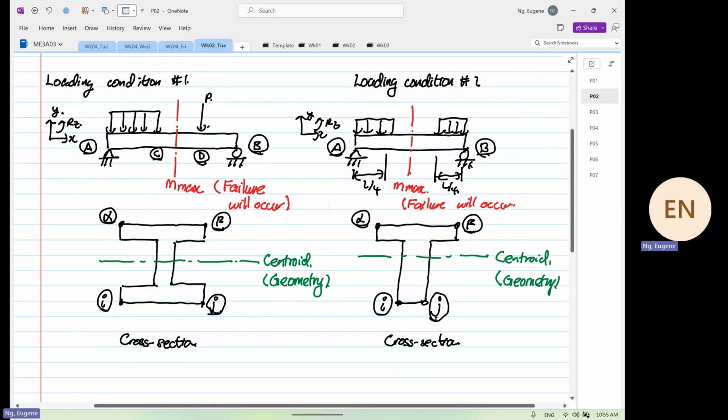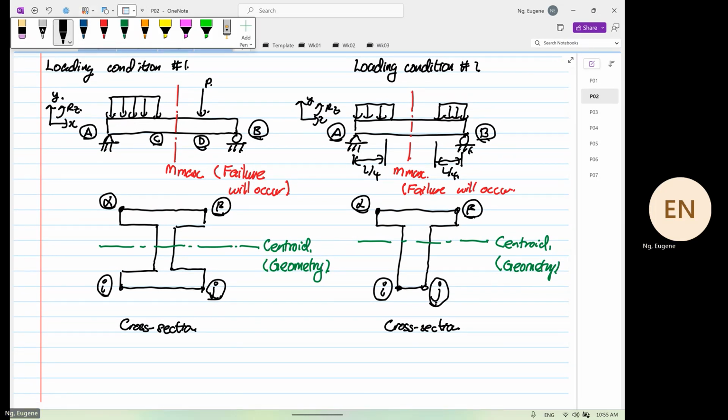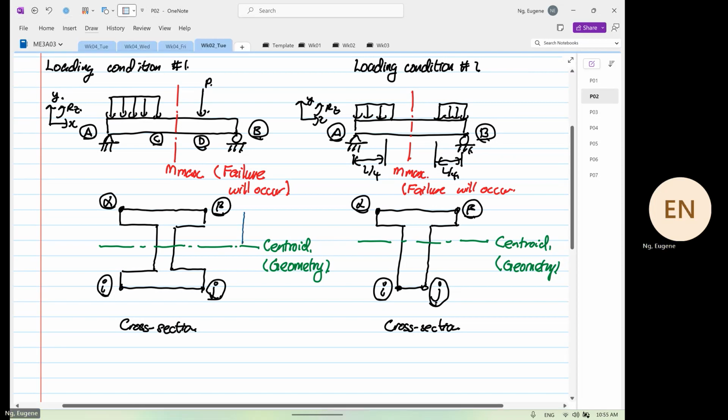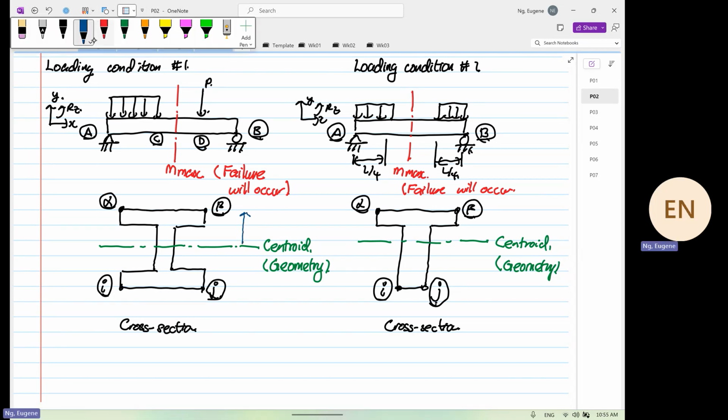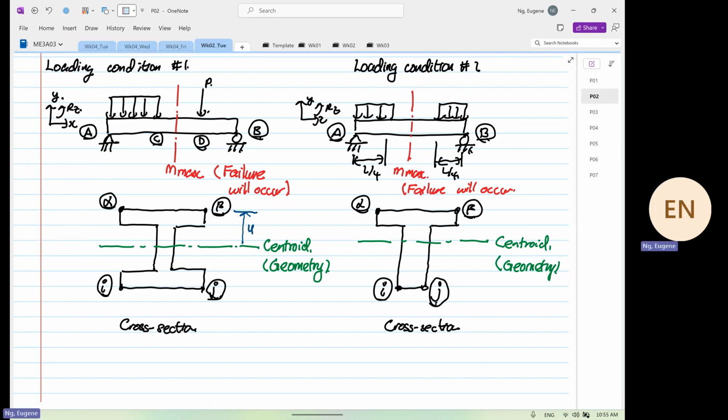Okay, centroids are based on geometry. So for this case, we have a certain distance. This distance over here is your y1. Oh, not y prime, y1. And this distance over here is your what? Y2. Likewise, this distance is your y1. This distance over here is your what? Y2.